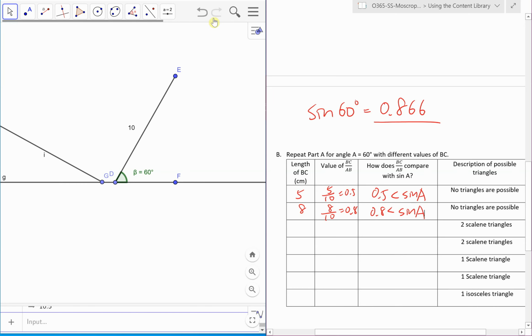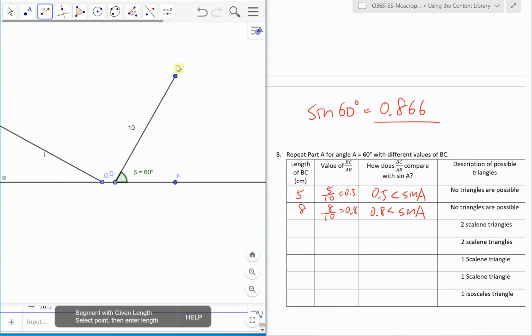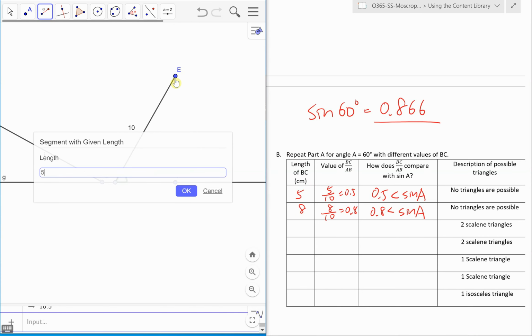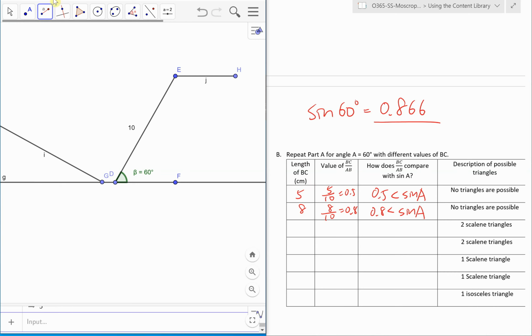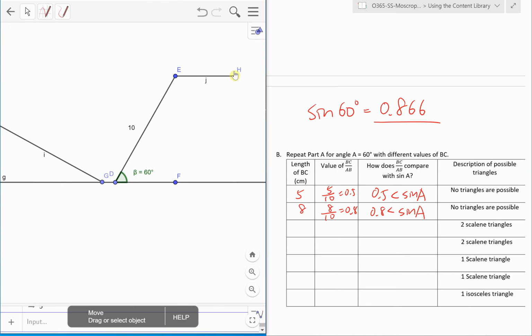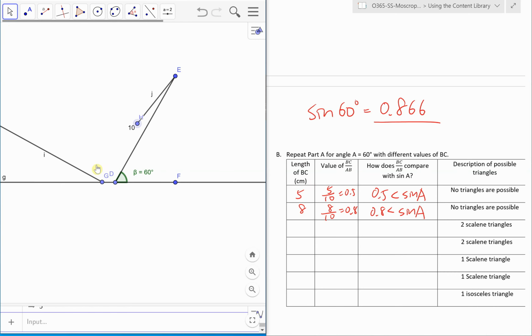Now we're going to try to verify that. Again, here is the partial triangle. We want to use AB, which is 10, and angle A is 60 degrees. We are going to make BC 5 right now, and we want to see if we can actually make a triangle out of that. The length is 5, and now we're going to rotate this. You can see clearly it's not going to touch the base, so there's no triangle possible with a length of 5, which again is what we predicted.